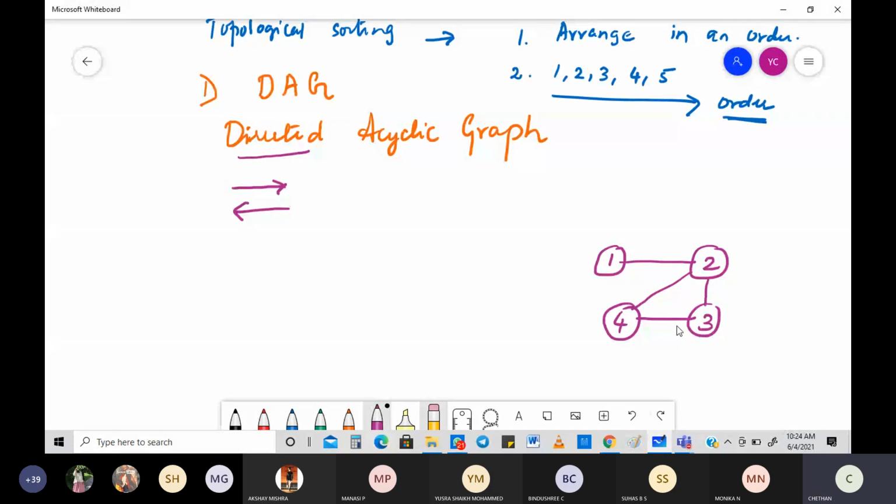But if I have directions like this, then what do you call this? You call this a directed graph.